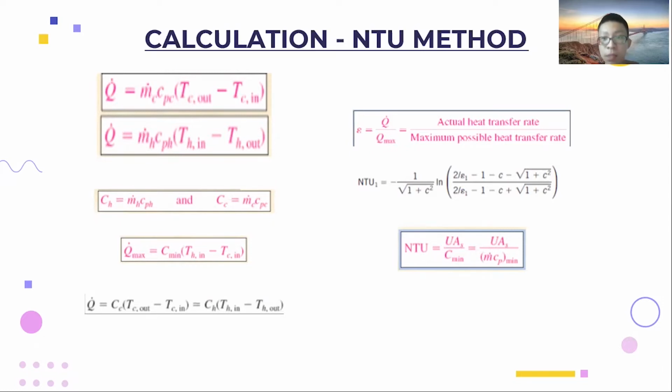By using this NTU method formula, we can find the heat exchanger length if we assume the U and also the diameter. For the U, we picked it from online articles, and it is 345. And for the diameter of the heat exchanger, we assume it to be 3 meters.